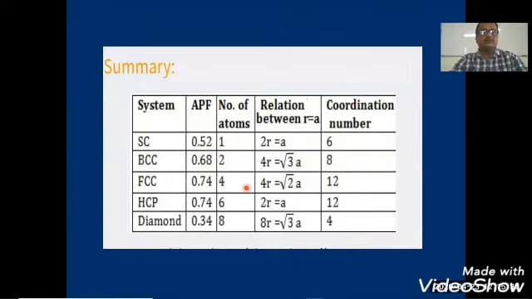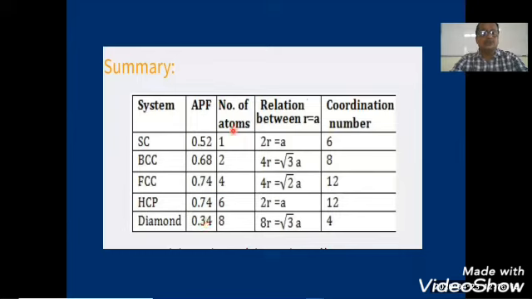So our summary is that in case of simple cubic unit cell, the atomic packing factor or packing efficiency is 0.52. For BCC unit cell, it is 0.68. And for FCC unit cell, it is 0.74. Diamond, you know, is a crystalline compound where each carbon atom is tetrahedrally bonded to 4 carbon atoms. Here the packing efficiency is only 0.34. That means most space in diamond crystal is empty.